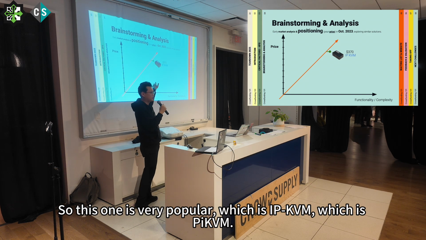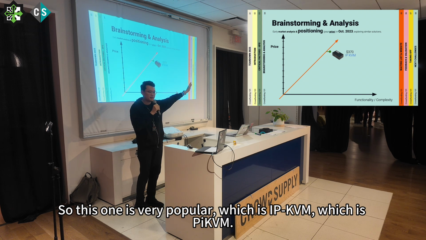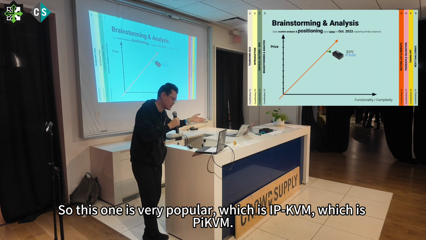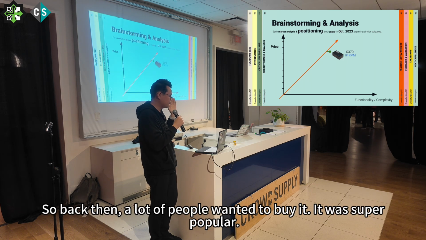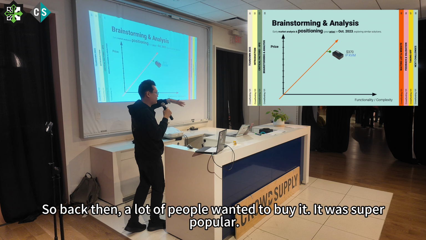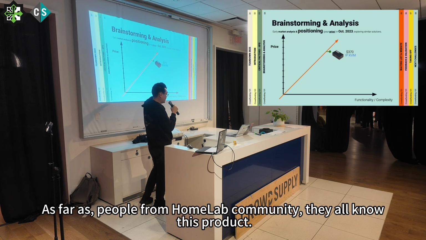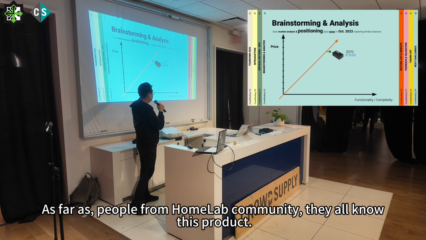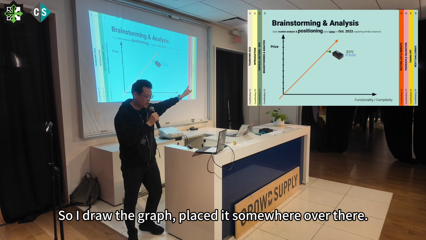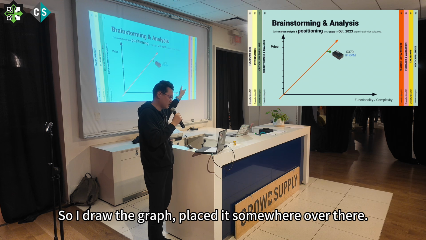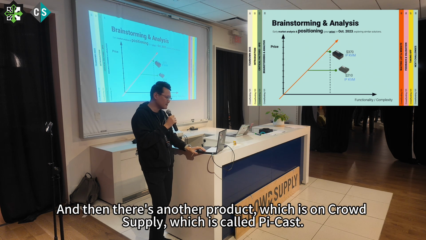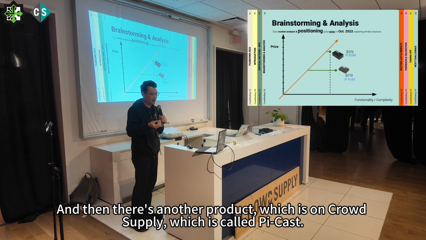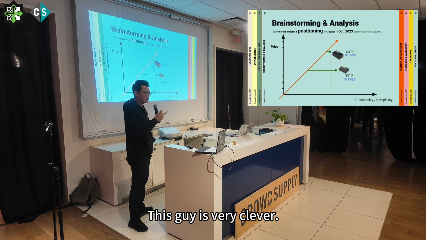So I started putting whatever already exists in the market. This one is very popular, which is called IP KVM, which is Pi KVM, basically. This is the name. Back then, a lot of people wanted to buy it. It's super popular. As long as people are into home labs, they all know this product. This is open source. So I drew the graph, placed it somewhere over there, and then there's another product on Kickstarter, which is called PiCast. This guy is very clever.